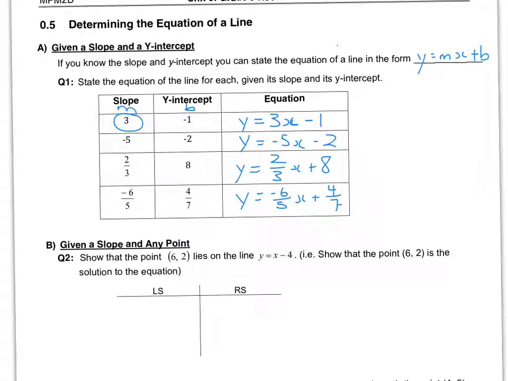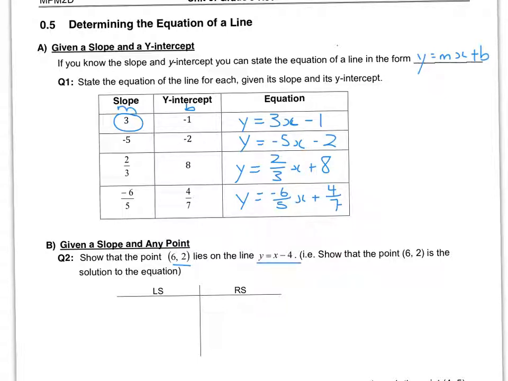Okay, moving into the next part, part B, given a slope and any point. It's never, well, rarely easy that you can just come up with the slope and the y-intercept and be done. Sometimes some scenarios do lend themselves well to that, but not every time. So question 2 here, show that the point 6, 2 lies on the line y equals x take away 4.